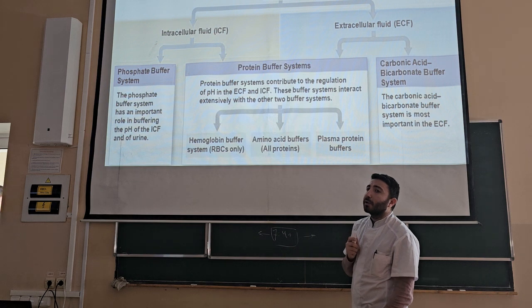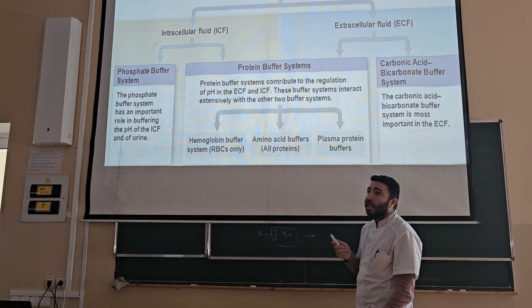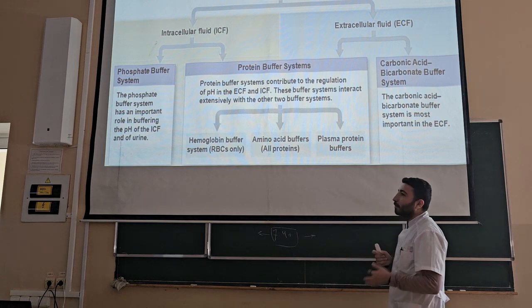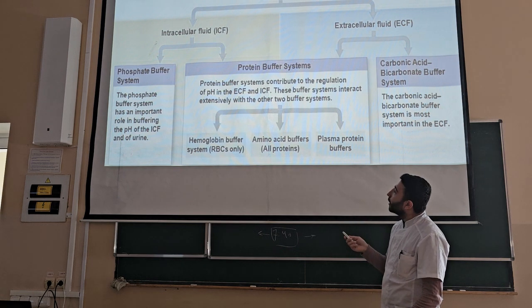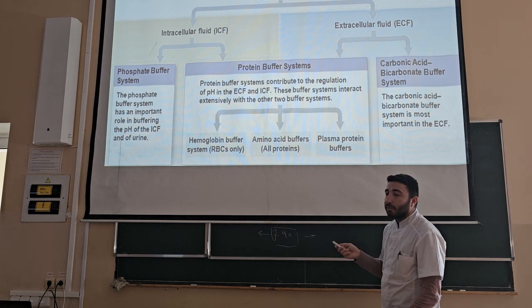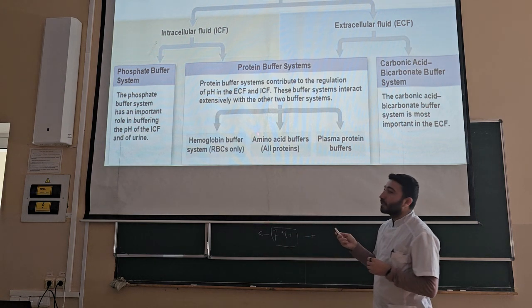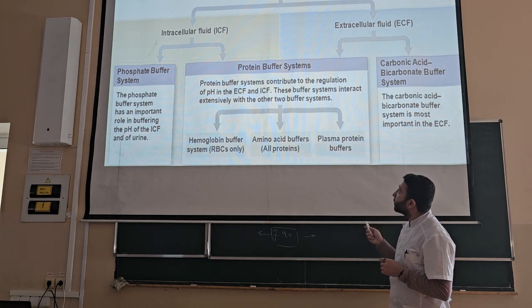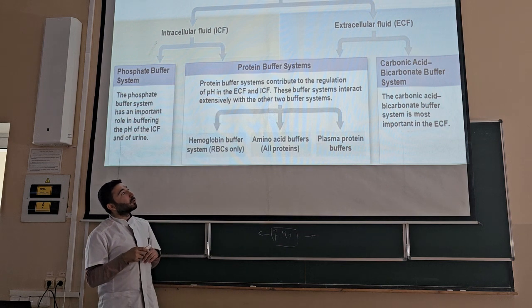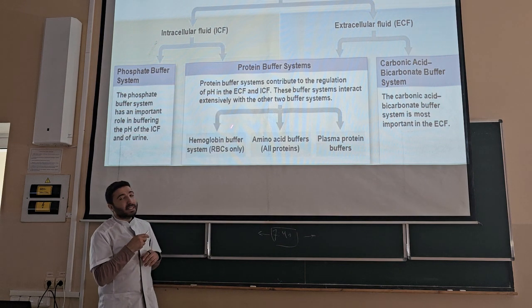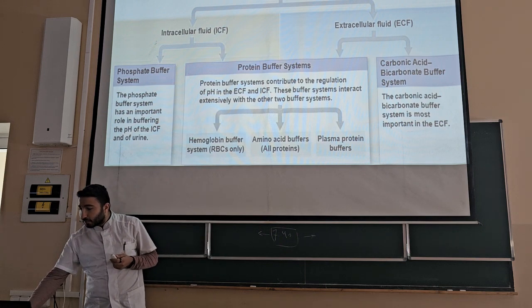From the intracellular system, we also have the protein buffer system, which includes the hemoglobin buffer system in the RBC cells, you know, and the amino acid buffer system, all the proteins, and the plasma protein buffer system, in the intracellular. In the extracellular, it will be the carbonic acid as well, participating with the proteins that we mentioned before.